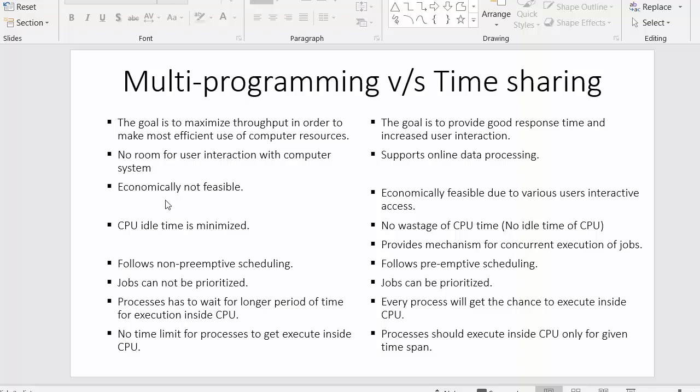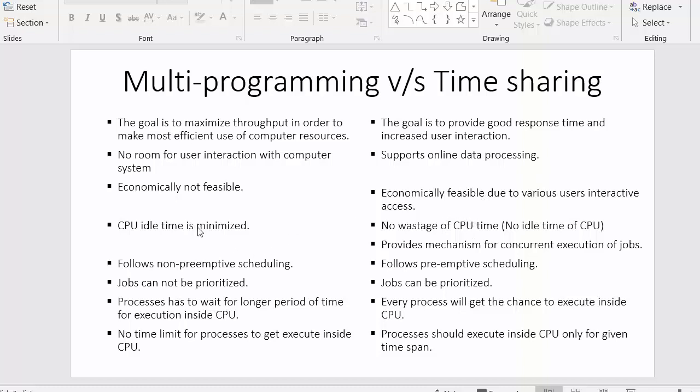Next, multiprogramming systems are economically not feasible. Since these systems are not user friendly and do not provide user interaction, they are not preferred by users. But time sharing systems are user interactive and provide better response time, that's why they are economically feasible, because various types of users can easily access these systems.